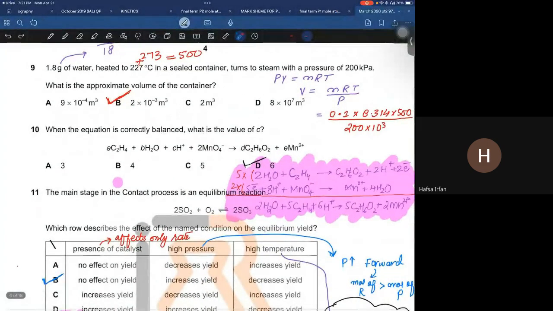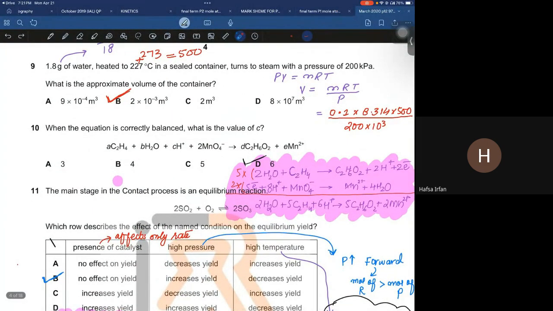And then, when the equation is correctly balanced, what is the value of C? What is the value of C? So you can balance it in two ways. Okay. If you want to apply the rules that I told you in the redox chapter, you can do that as well.